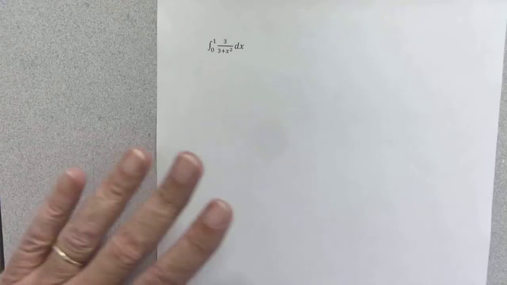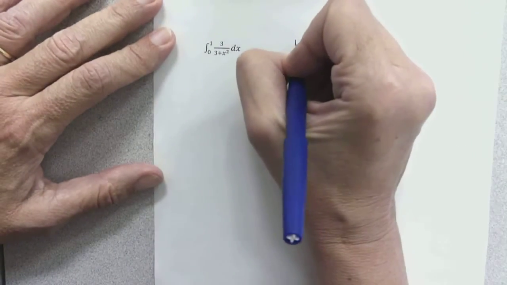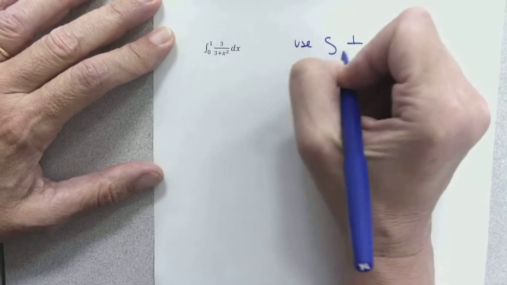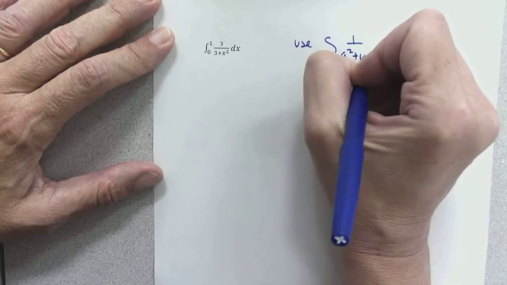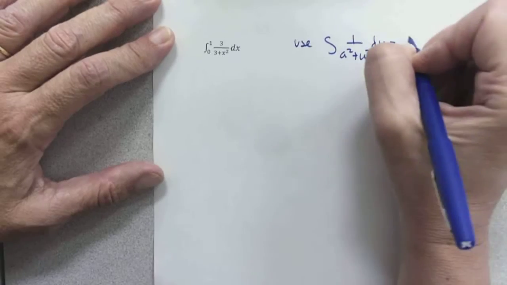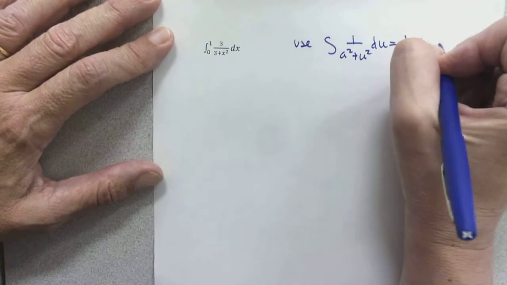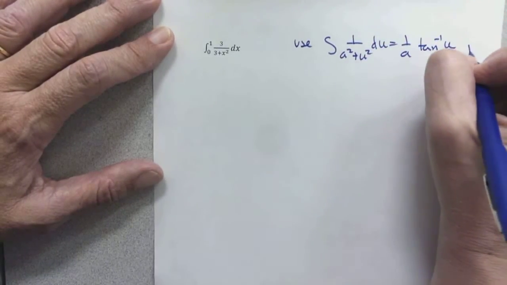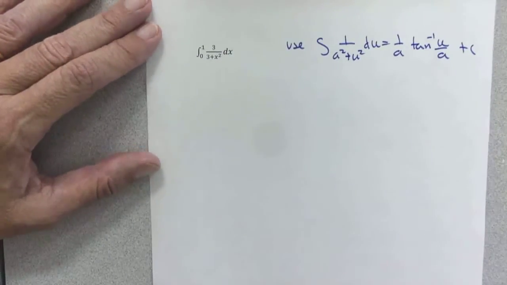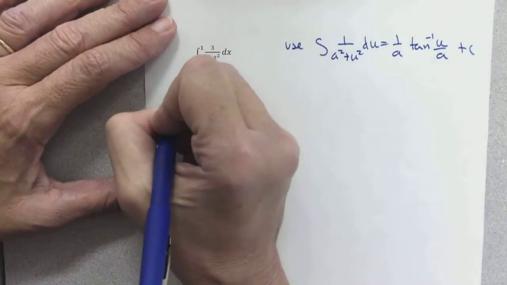Okay, on to the next one. More of the same. Okay, so here we are going to use that the integral of 1 over a squared plus u squared du is 1 over a tan inverse u over a plus c. So let's just make it look like that first of all.